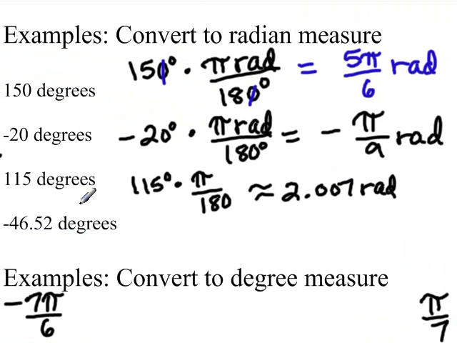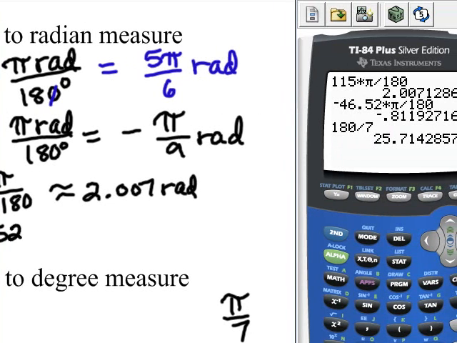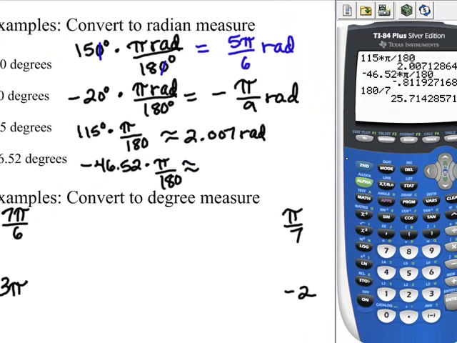Now, in a likewise fashion, we can go from negative 46.52 degrees by multiplying by pi over 180 to get to radians. And I've done that already on the calculator as well. Negative 46.52 times pi over 180, if we round to 3 decimal places, would be negative 0.812.